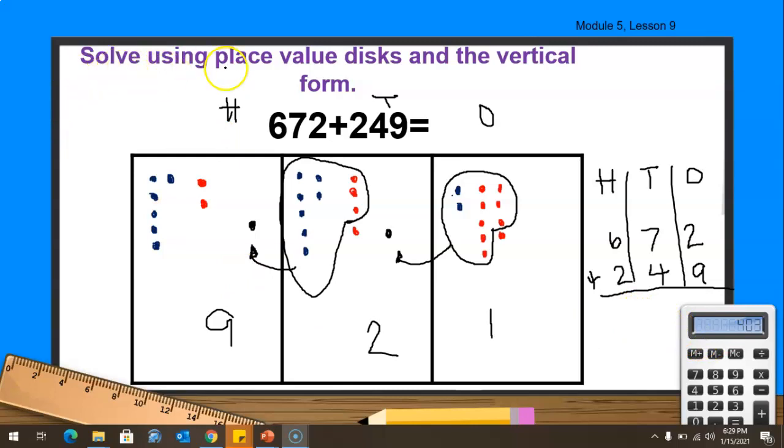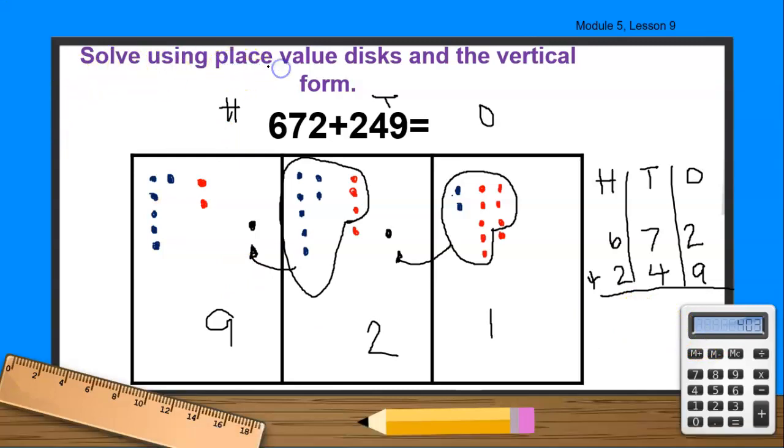Boys and girls, I want you to look at this problem. It says, solve this problem using place value disks and the vertical form. Remember, this is the vertical form. This person already solved the problem, and I want you to look at it carefully. Does the picture match the vertical form? Look at it carefully.